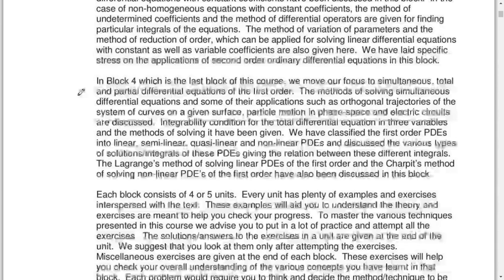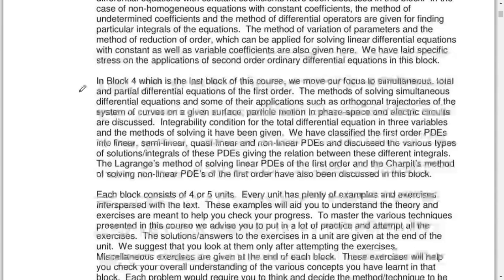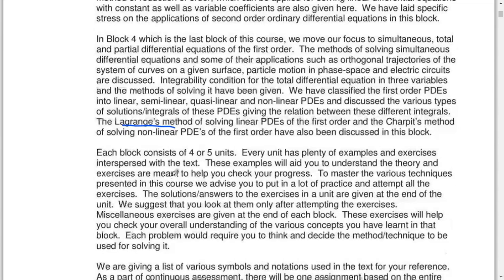We have classified the first order PDEs into linear, semi-linear, quasi-linear and non-linear PDEs, and given various types of solutions and integrals of these PDEs, giving the relation between these different integrals. The Lagrange method of solving linear PDEs of the first order and Charpit's method of solving non-linear PDEs of the first order have also been discussed in this block.